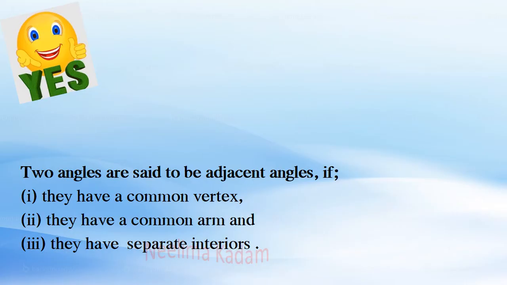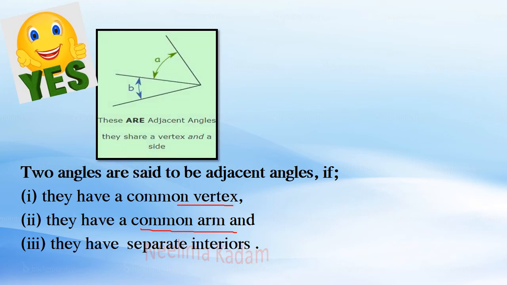Now, two angles are said to be adjacent angles if, what are the conditions? They should have a common vertex, they should have a common arm, and the important condition is that they should have separate interiors. See here, these are adjacent angles because they share a vertex, they share a side also, and their interiors are different.